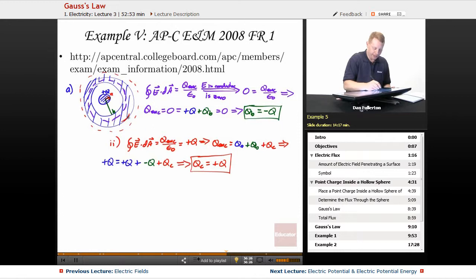So the charge on the outside here must be plus Q, which only makes sense by the law of conservation of charge. If we had minus Q on this inner surface and the whole thing is neutral, we must have plus Q on that outer surface. So there's how we would do part A. Let's slide over to doing part B now.